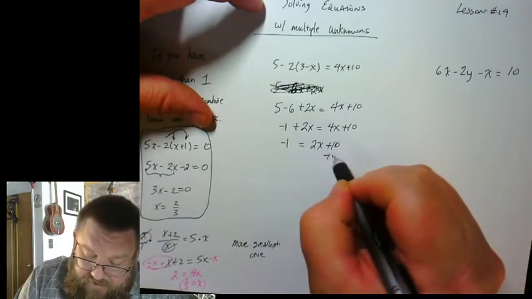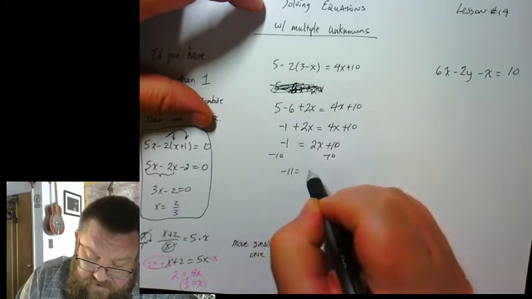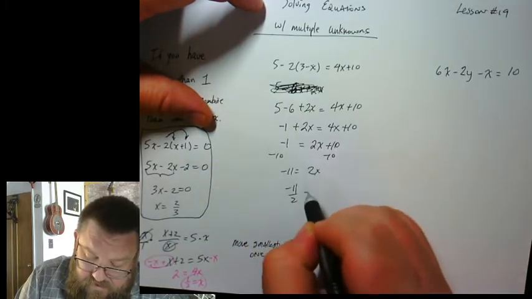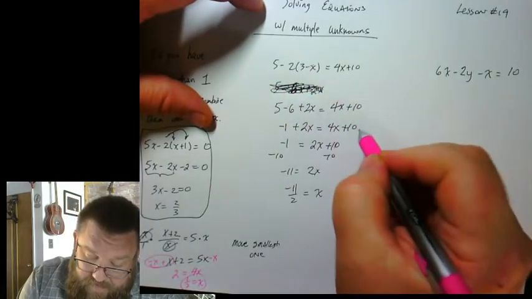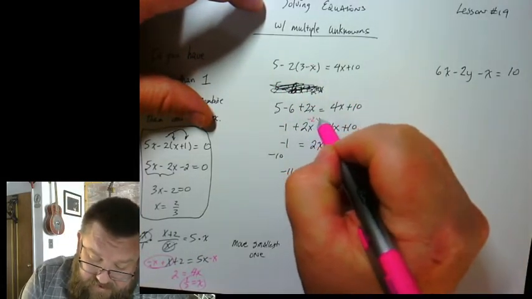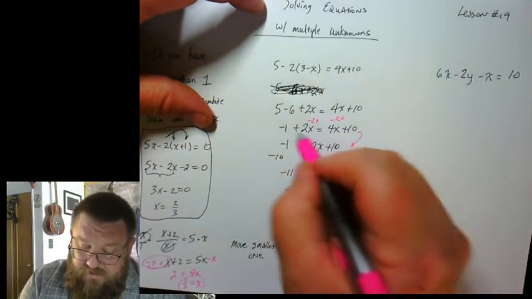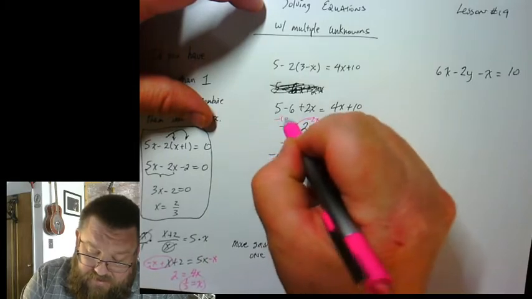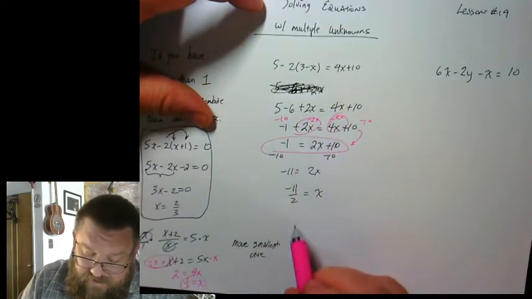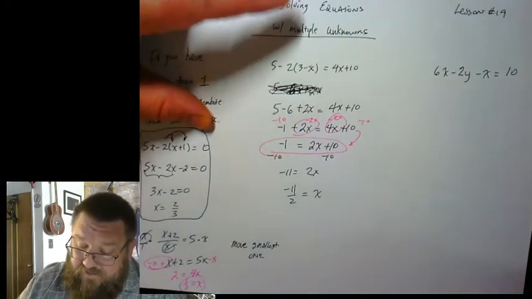At the same time, I could have subtracted 10, but I did it as a separate step. So here's what I did. To go from this step to this step, I just subtracted 2x from both sides. That makes 0, that makes 2x. I could have at the same time subtracted 10 and skipped this step entirely and gone there. But either way, that's how it works.